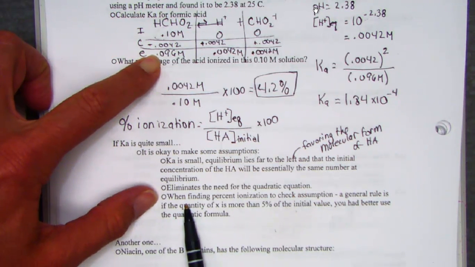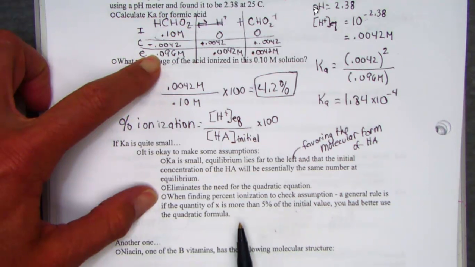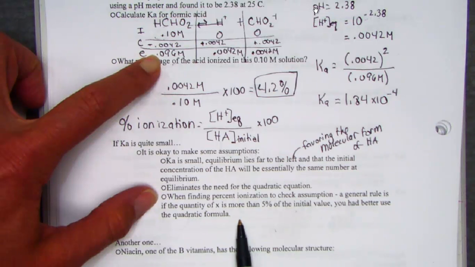What we are now introducing is something called the 5% rule. When finding percent ionization to check the assumption, the rule says, and it's a general rule chemists abide by, that if I find X to be less than 5%, I can toss out the quadratic equation. If it's more than 5% ionization, I have to use the quadratic formula.